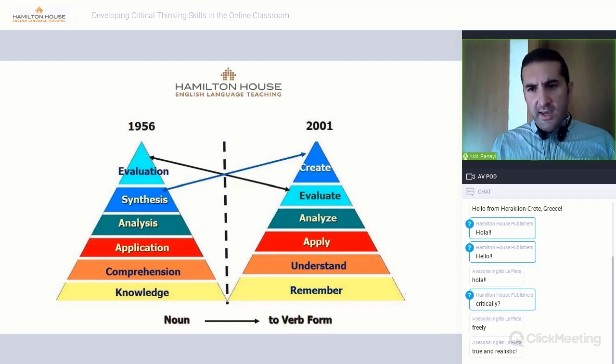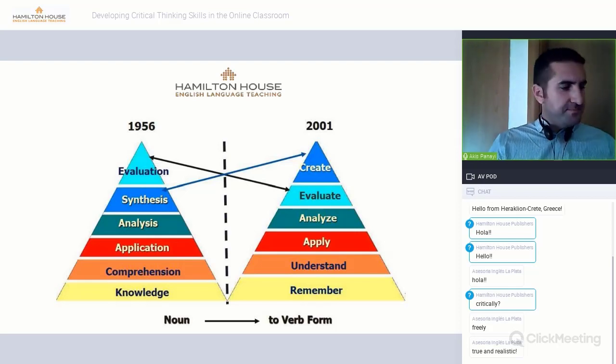And that's the other major change that Anderson and Krathwohl have made to Bloom's taxonomy. They switched the order of the last two objectives. Bloom in 1956 classified synthesis, creation, before evaluation, but Anderson and Krathwohl decided that to create would be the last step of learning objectives.